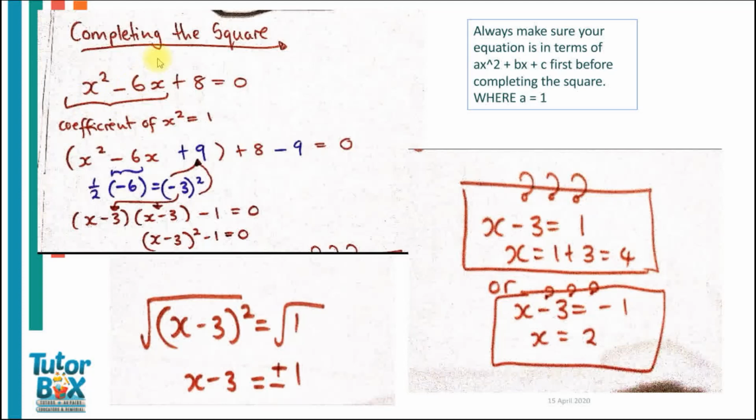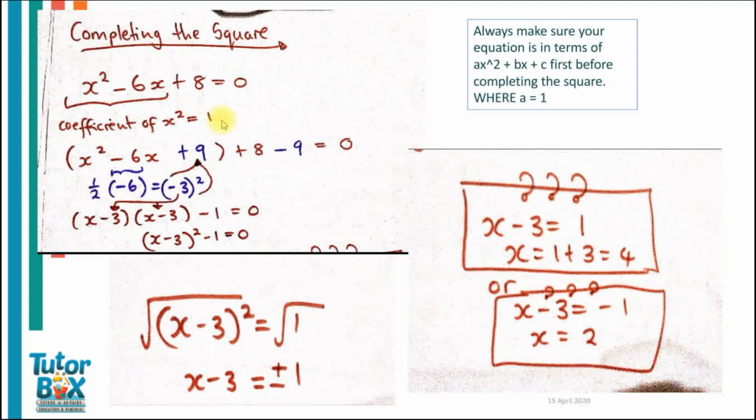Right. So what do we do then when we're completing the square? It's very easy. So if x squared minus 6x plus 8 is equal to 0. Okay, so first let's check the coefficient. Is it 1? Yes. So the coefficient of x squared is equal to 1.